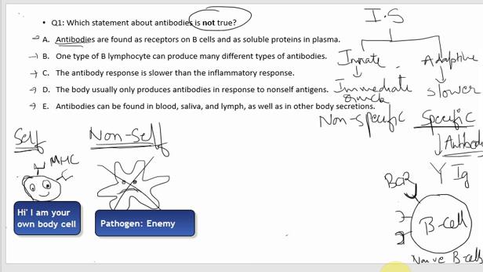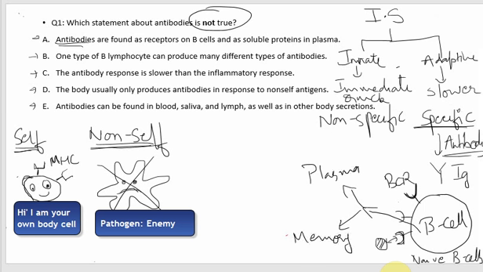All right. So whenever naive B cells encounter any antigen, binding takes place between this antigen and the B cell receptor. Once the binding takes place, the B cells get activated, proliferate, and differentiate into two types of cells. One is called a plasma cell and the other is called a memory cell.